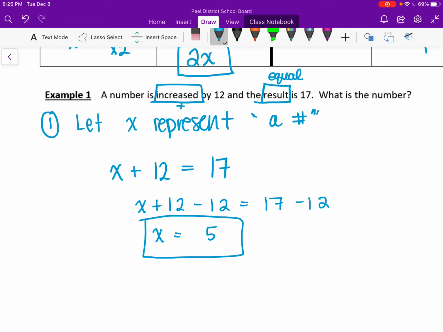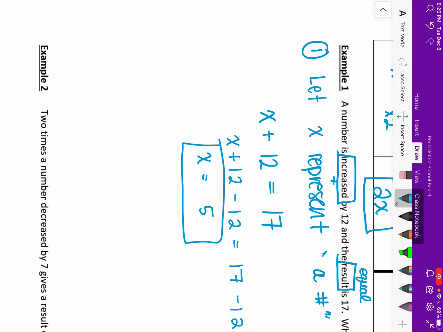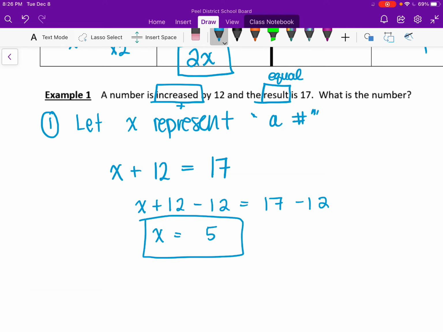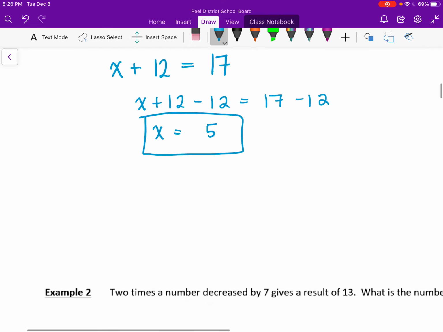So do you see how we took a English sentence and changed it into a math sentence in order to solve for the problem? That's what we're trying to do with word problems. And that's why it starts to become very messy if you don't know how to change that over. So that's what I want you to be practicing in these next few questions.